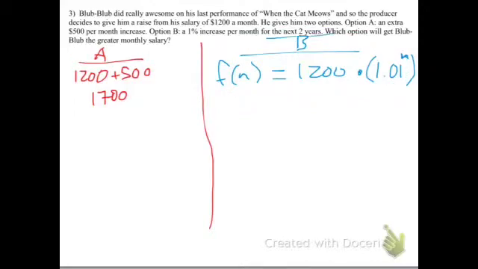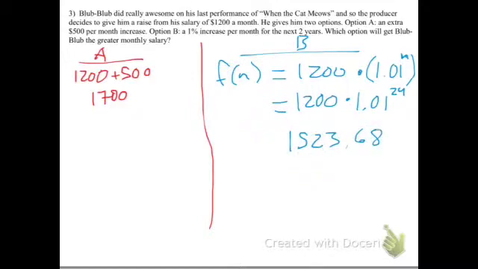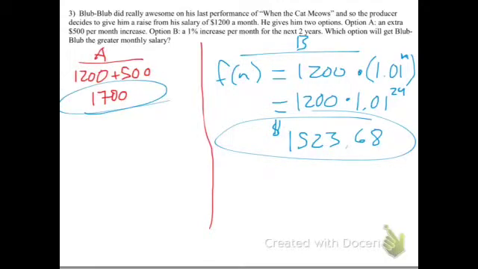Anyway, so when we want to figure out how much money this plan is going to give us, you plug in the number of months that 2 years is, which is 24. So do 1,200 times 1.01 to the 24th power, because we want 24 months. If you do 1.01 to the 24th power times 1,200, you're going to get a grand total of 1,523.68. And so this final monthly allotment is actually less than the 1,700, and so Plan B would be worse.